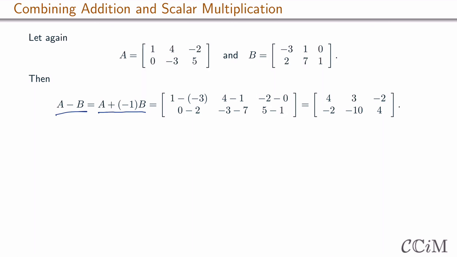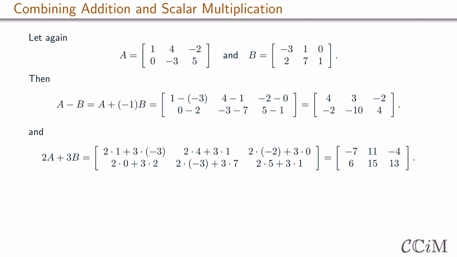And so we take all the entries of A and we subtract from it all the entries of B. And we end up with a matrix 1 minus -3, which is 4. 4 minus 1 equals 3. -2 minus 0 is -2. 0 minus 2 is -2. -3 minus 7 is -10. 5 minus 1 equals 4.